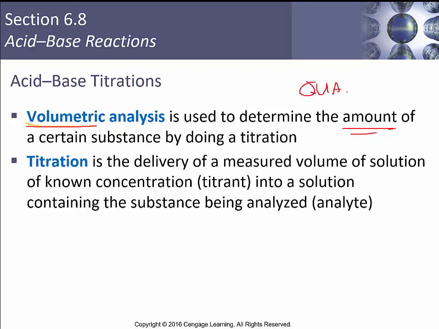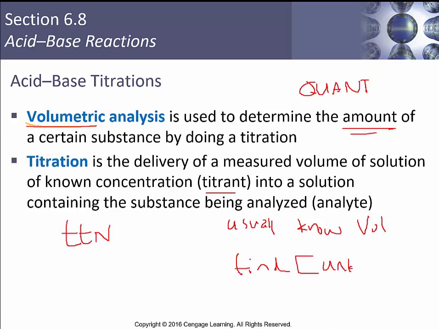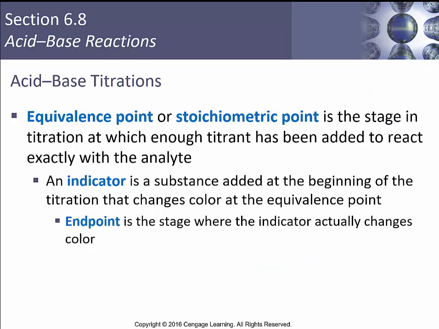Now, a titration, sometimes abbreviated TTN, is the delivery of a measured volume of solution of known concentration, that's the titrant, into a solution containing a substance to be analyzed, and usually you know the volume, and you find the concentration of your analyte or your unknown. When we do this, we want to put in an amount of titrant that is going to reach an equivalence point, a stoichiometrically equal point to whatever our titrate is.